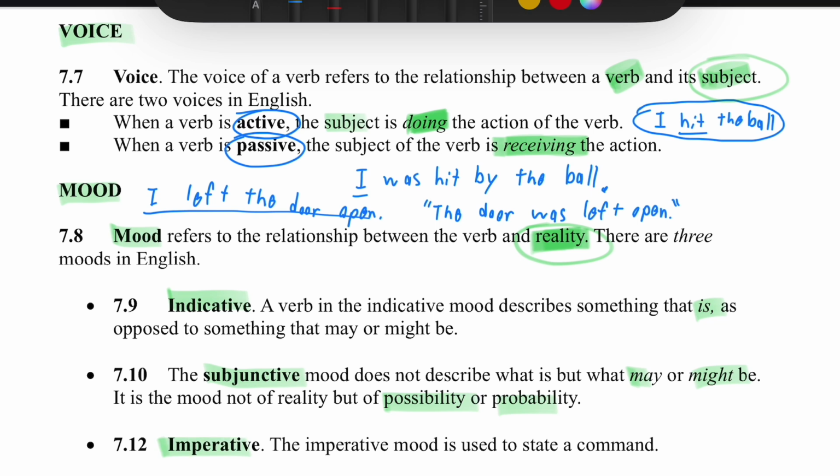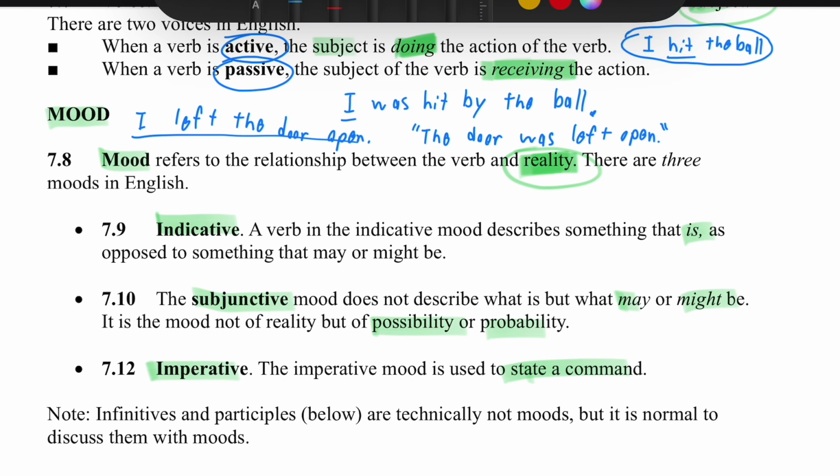And then lastly, there is the imperative. The imperative mood is used to state a command. So it's not just indicating something. It's not just saying it might happen. It's saying there's an oughtness to it. You must do this thing. Go to the mall.